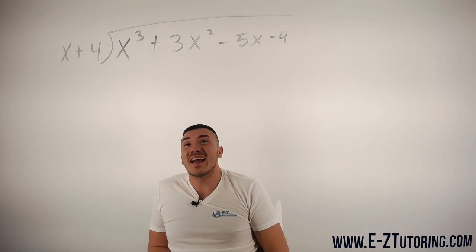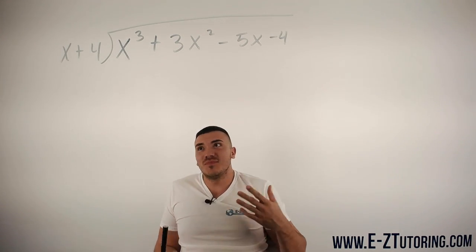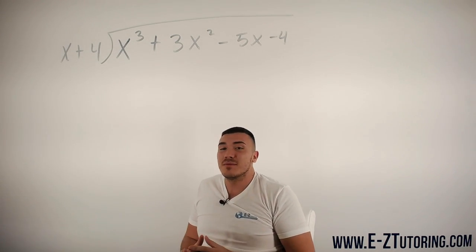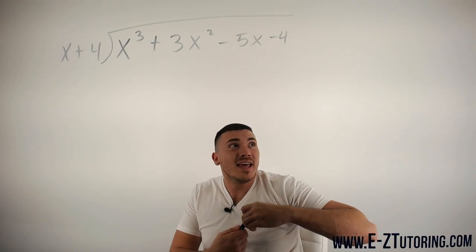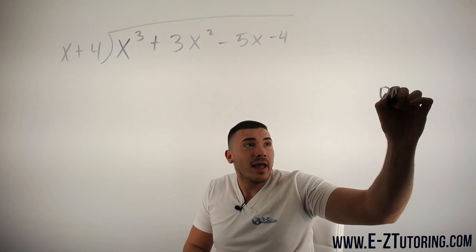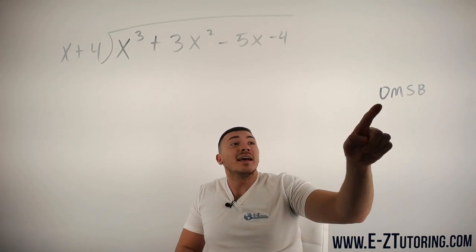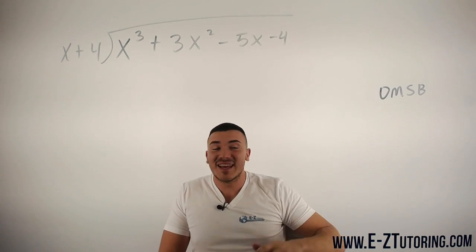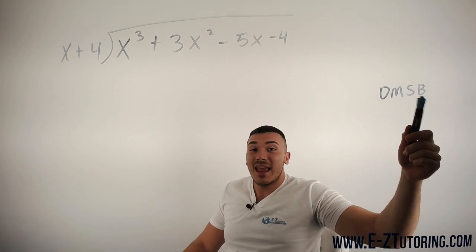Today we're going to cover how you can divide polynomials. Dividing polynomials follows the same rule as regular long division, and that rule goes DMSB. A good way to remember this is, does McDonald's sell burgers? Yes, they do. So this stands for division, multiplication, subtraction, and bring down.